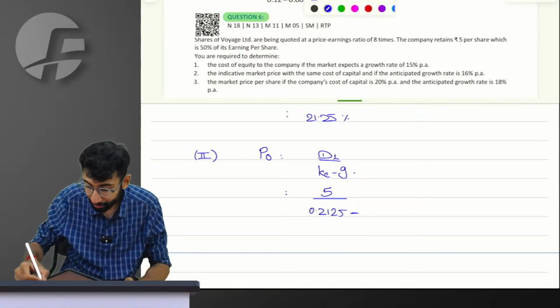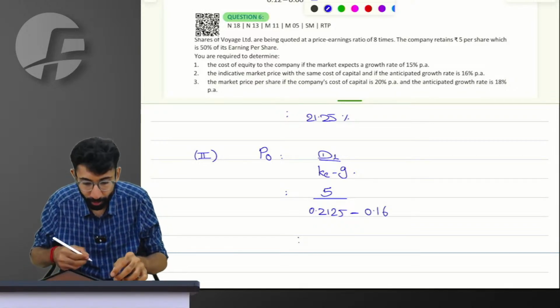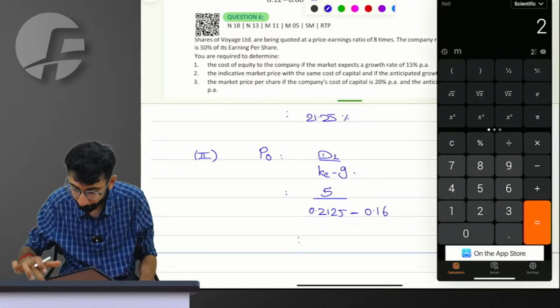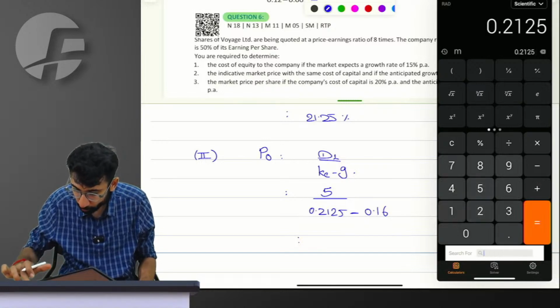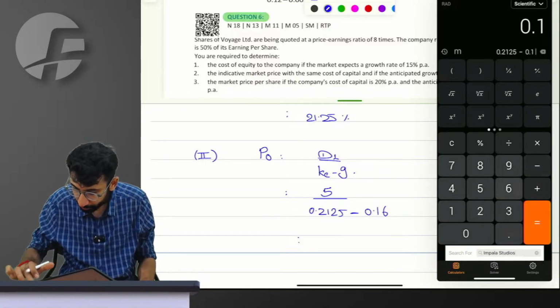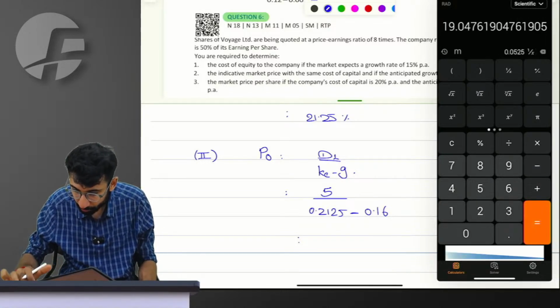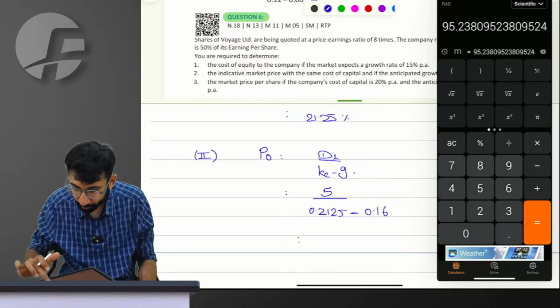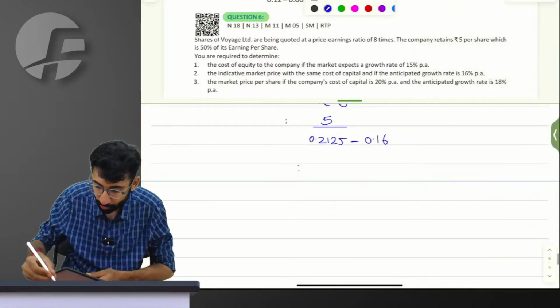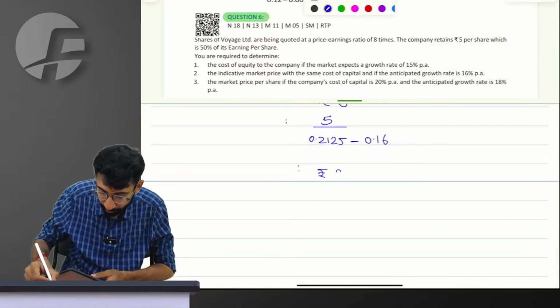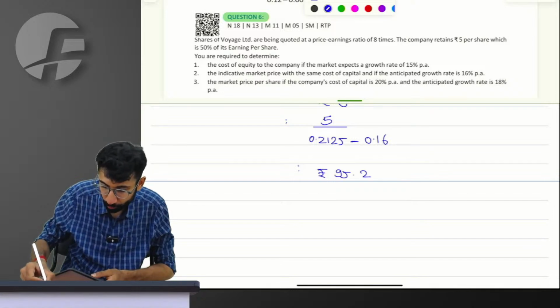Now we have K, right? Divide, minus 0.16. Kindly calculate the price quick. 0.2125 minus 0.16 is equal to this, multiplied by 5. 95.24 on a rounded off basis. We will say rupees 95.24.